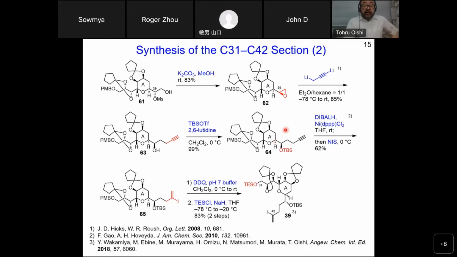Then zirconium-catalyzed hydroalumination followed by iodination, reported by Professor Hoveyda, gave the iodoolefin 65. Then removal of the PMB group with DDQ and protection of the primary alcohol as TES ether gave the coupling partner, compound 39.